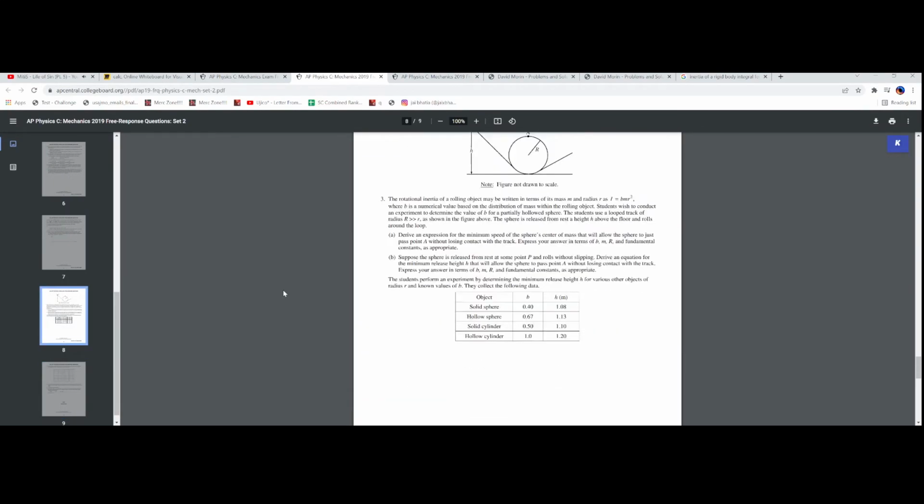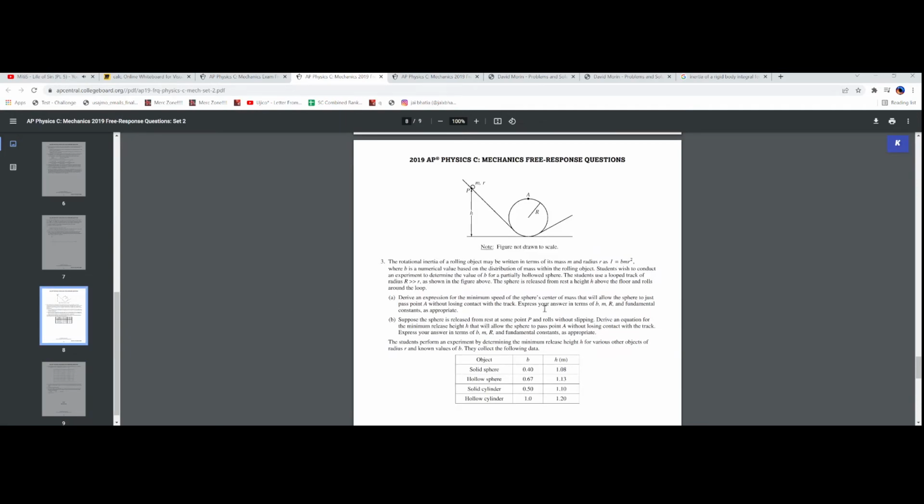Part F, minimum height. So this is just set Fn to 0 and then do circular motion with the centripetal acceleration equation. You do v squared over r, and then you know that Fn is 0. That's probably how you do this.